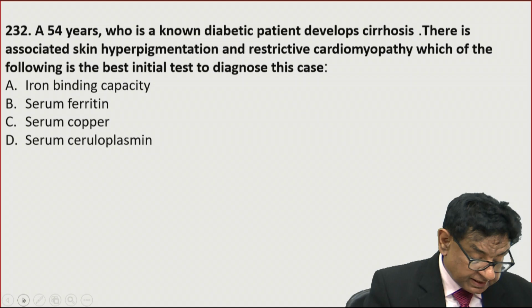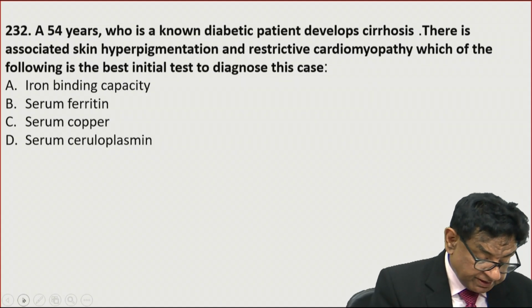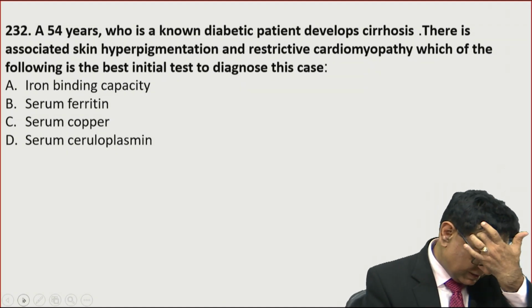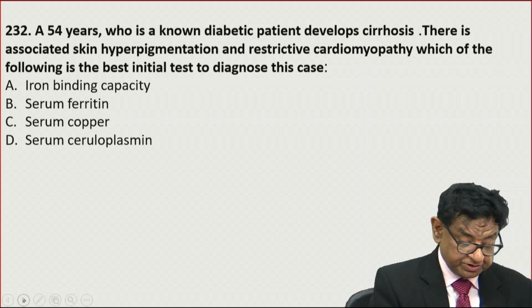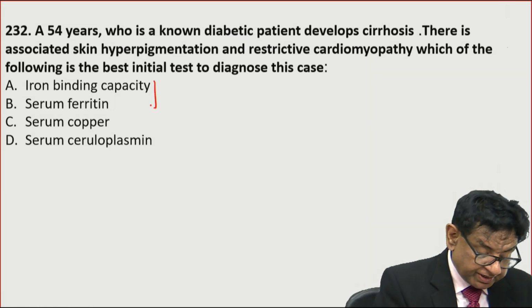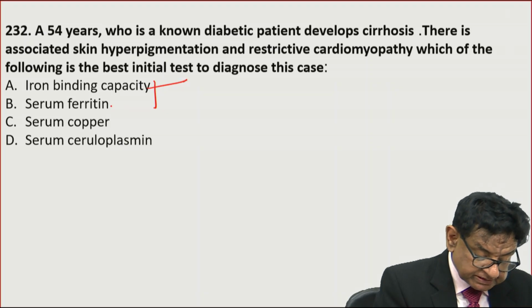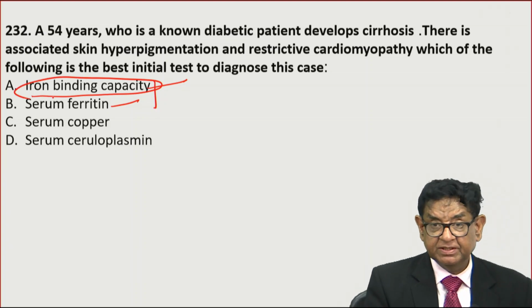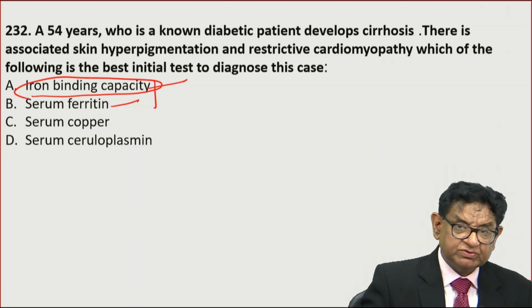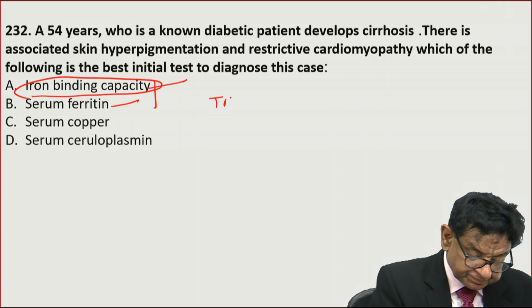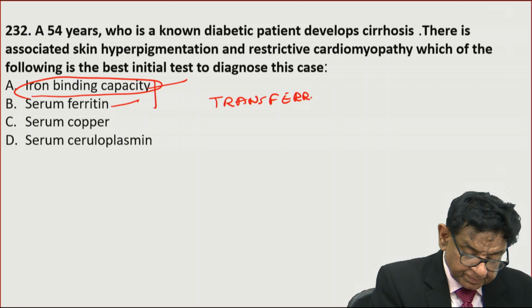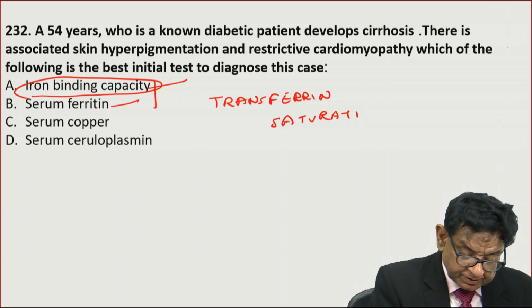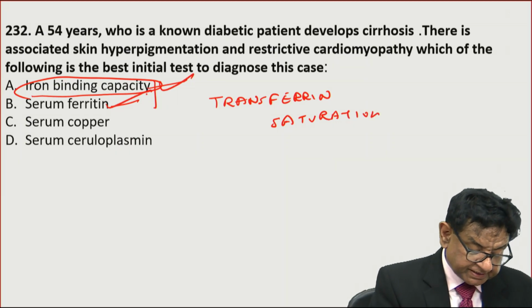232: diabetes, skin pigmentation, cardiomyopathy. What are the best initial tests? Well, in this again we have a controversial question. We have 2 things to do. We can go for iron binding capacity and also serum ferritin level. But this is a better answer. Rather, even better than this was transferrin saturation. This is the best answer. This is second best. This is third best.